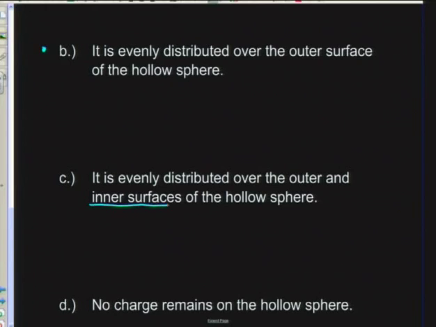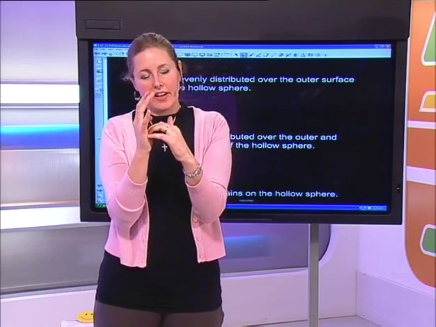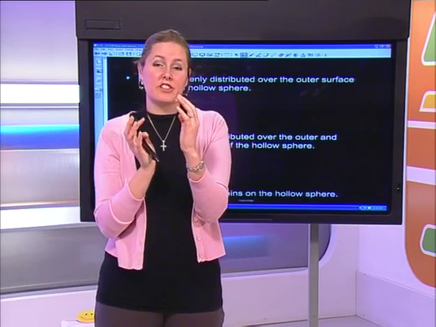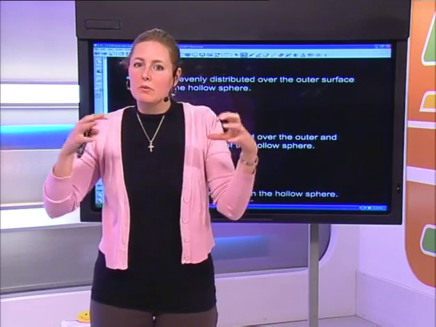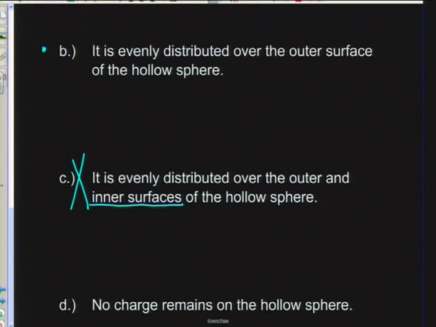Now, I've got a problem here with the inner surface, because think of it, this is a sphere. If the charges are on the inside of the sphere, then they're going to be closer together than if they're evenly distributed on the outside. And remember, we said that charge will repel, wants to get as far away from each other as possible. So that's not an option.